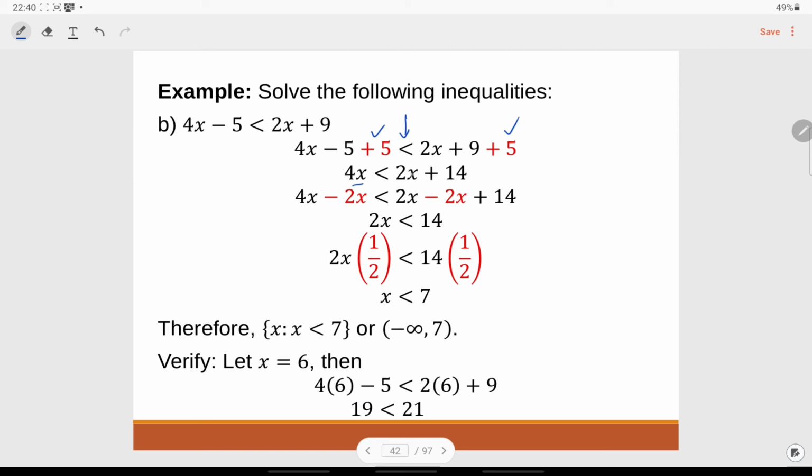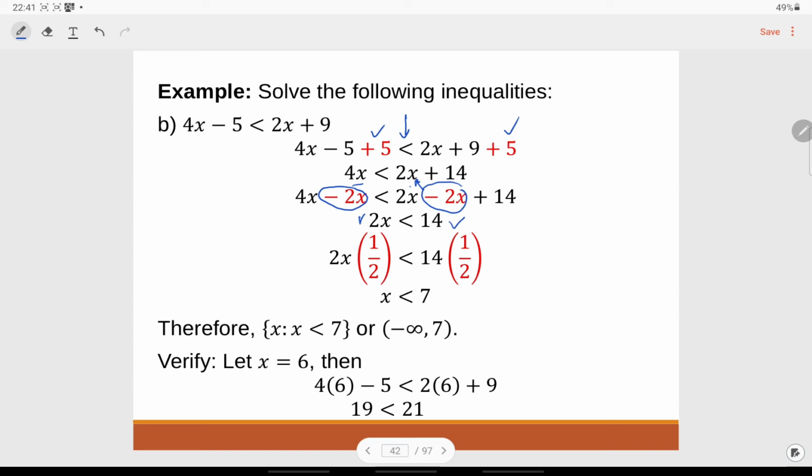Next task is to eliminate 2x at this side. How to eliminate 2x at this side? By subtracting 2x at both sides. So we take negative 2x at this side, and we also put negative 2x at the left hand side. Because 2x minus 2x equals 0, the remaining value is 14. At the left hand side, it becomes 4 minus 2, which equals 2x.